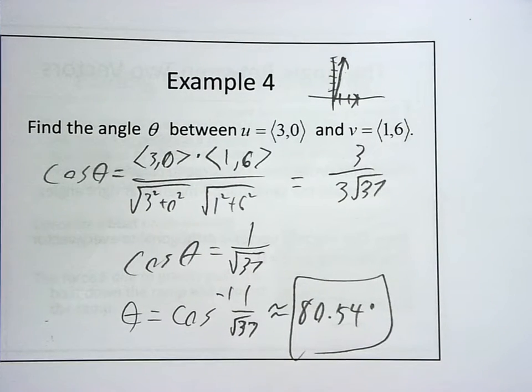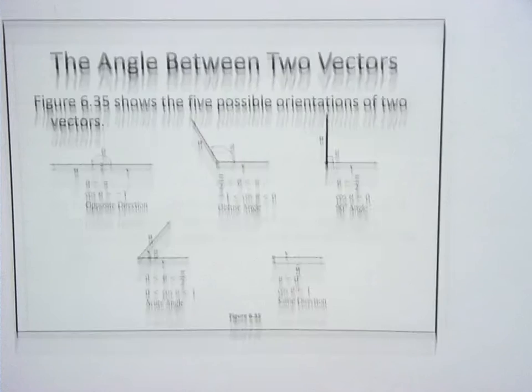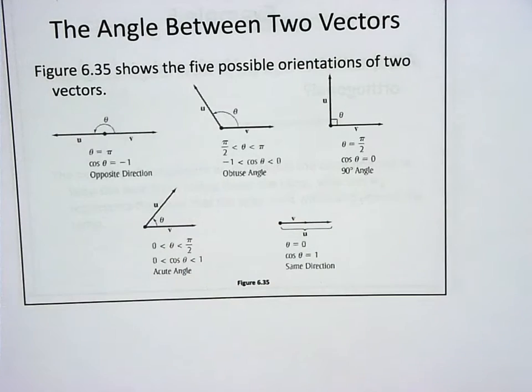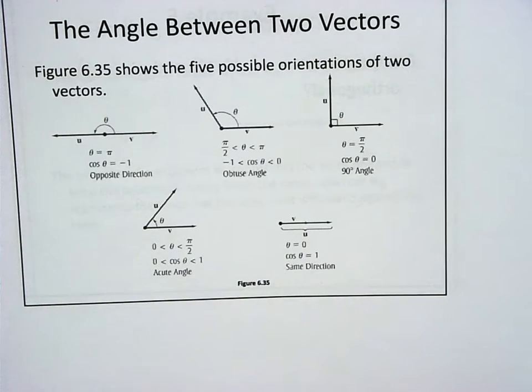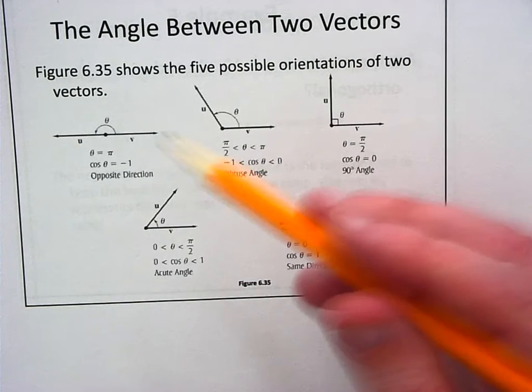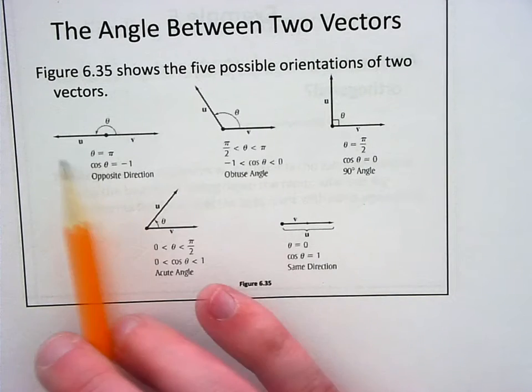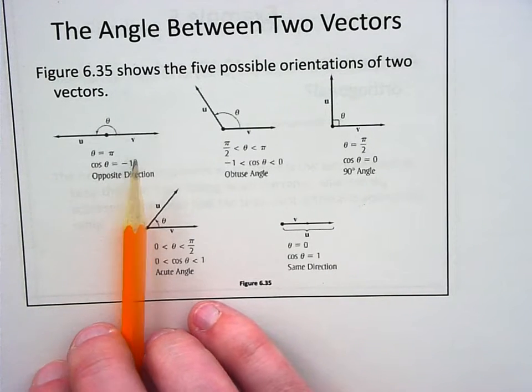Now, you can have a few different results that come up because of this. Whenever you're talking about the angle between two vectors, you have 5 different ways it could work. You can either have an obtuse angle, or an acute one, somewhere between 0 and 90 and 90 and 180. You could have the vectors be in opposite directions. In other words, you have 180.